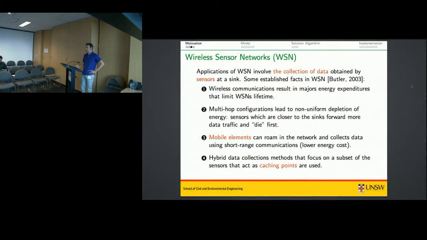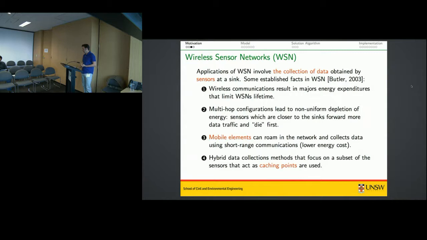So the methodology used is to use caching points, a subset of the sensors, which will collect the data and keep this data, like they would act like a sink. They would be able after to forward this data to the unique sink by wireless communication, but that would mean far less communication on average. So that's the methodology and some well-known facts in wireless sensor networks.